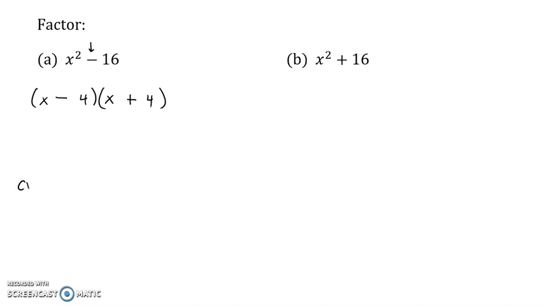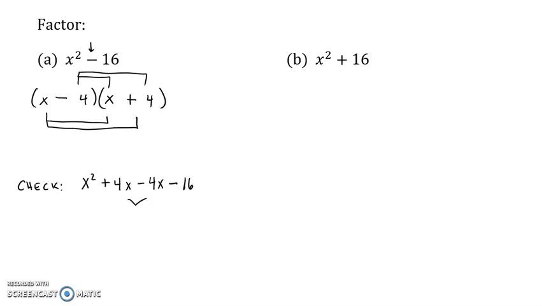We can always check our work by multiplying it back out. We multiply x times x, we're going to get x squared. X times a positive 4 will give us a positive 4x. Our inside terms, if we multiply those, will give us a negative 4x. And our last terms here, negative 4 times positive 4, will give us a negative 16. Right, we can combine our like terms there in the middle. These are going to add up to be 0. So we'll end up with x squared minus 16, which is what we started with. So this will be our factored form of that binomial.